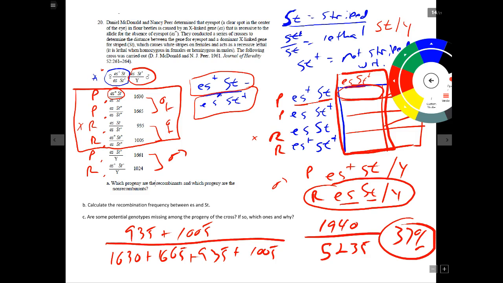But if we added in another set of numbers, so we could add in another 1630 that would look like that, but would be males, and we could add another 935 that would look like that and would be males, and we'd get the same number, because we'd be adding to the top and the bottom. So anyways, that was a crazy one.